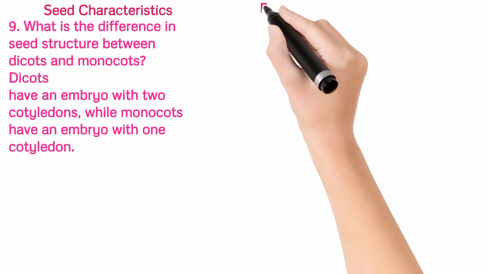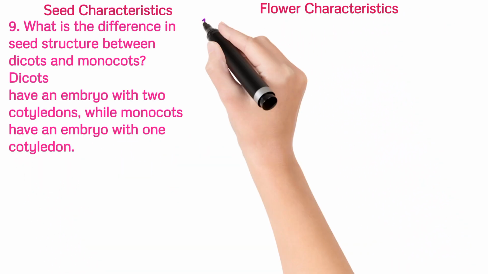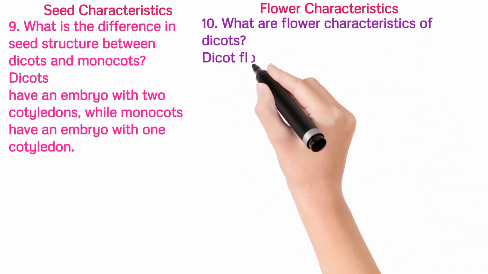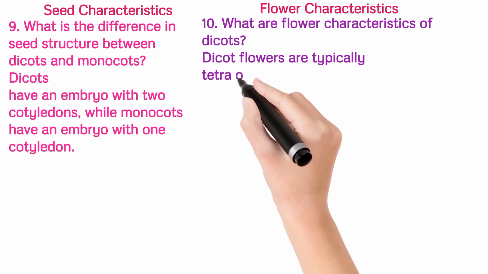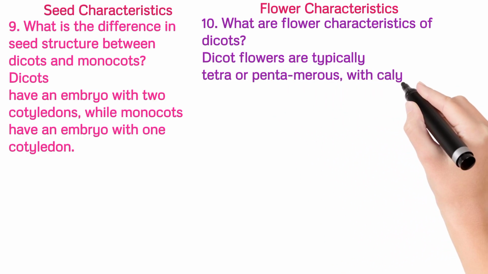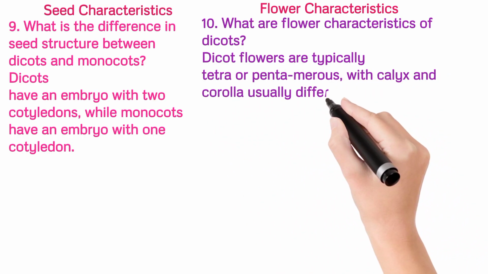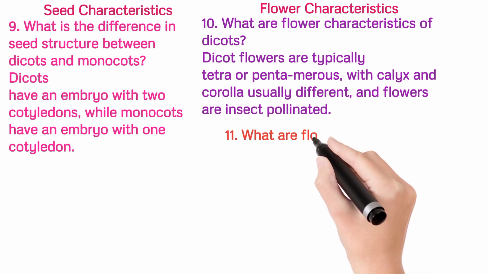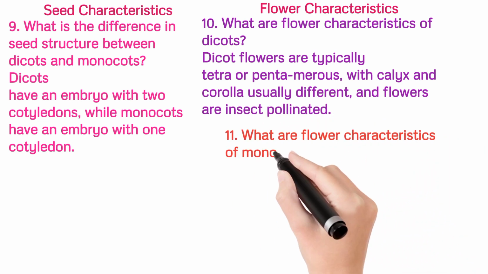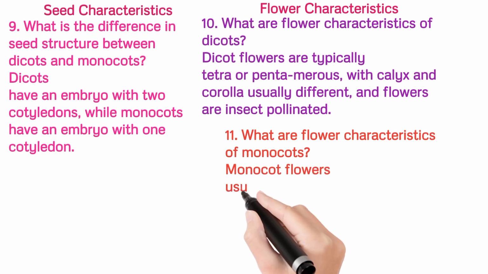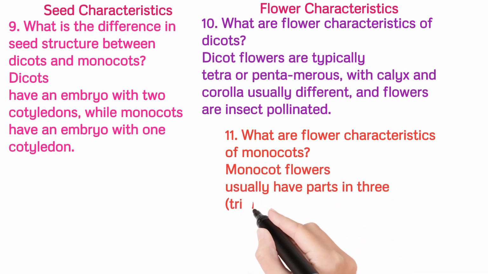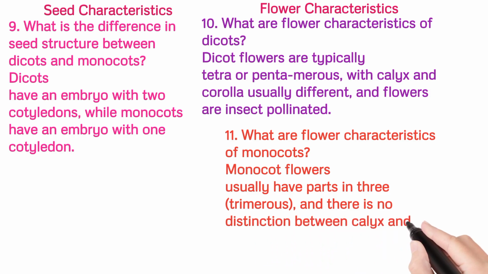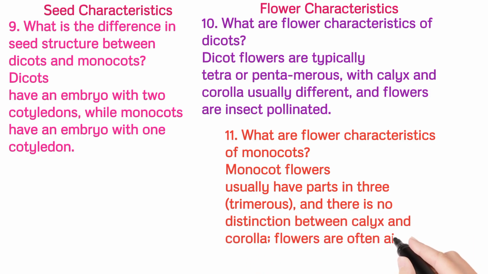Flower characteristics. 10. What are flower characteristics of dicots? Dicot flowers are typically tetra or pentamerous, with calyx and corolla usually different, and flowers are insect pollinated. 11. What are flower characteristics of monocots? Monocot flowers usually have parts in 3, trimerous, and there is no distinction between calyx and corolla. Flowers are often air pollinated.